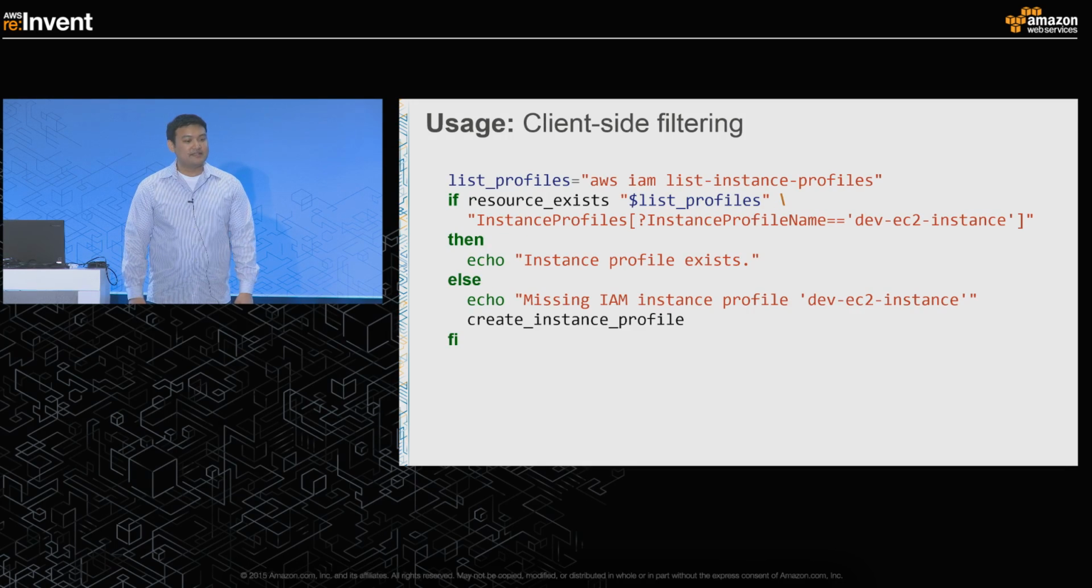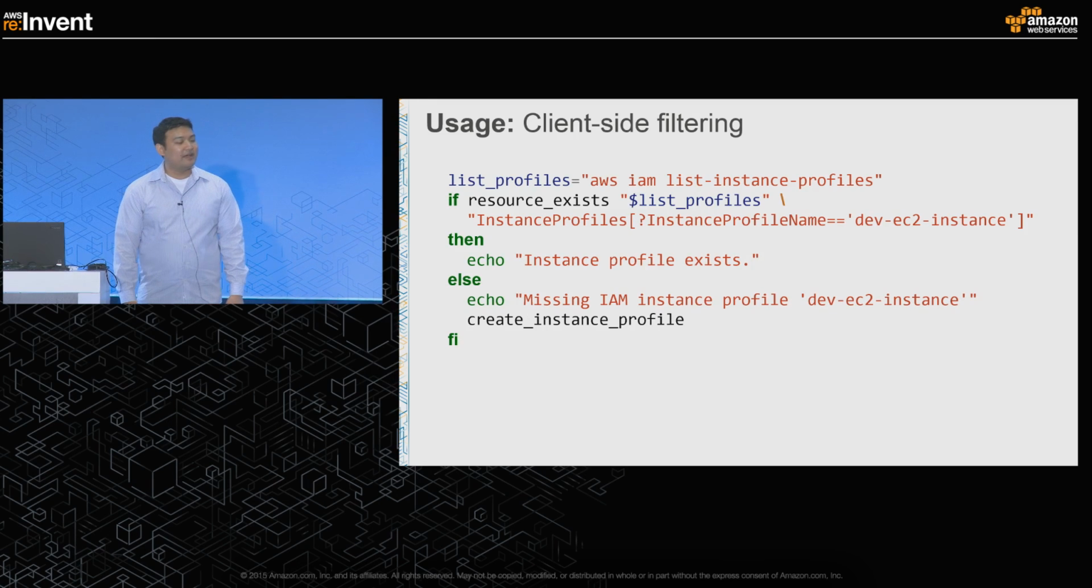There's also client-side filtering. So this is an example where the service does not have server-side filtering. And I'm going to show an example here for instance profiles. And here I'm going to provide a query expression that's looking for an instance profile with an instance profile name of dev EC2 instance. And if it does exist, then we'll go ahead and print it and say the profile exists. Otherwise, we'll go ahead and say you're missing a profile. We can go ahead and call a create for it, offer to create it for them, whatever else you might have.